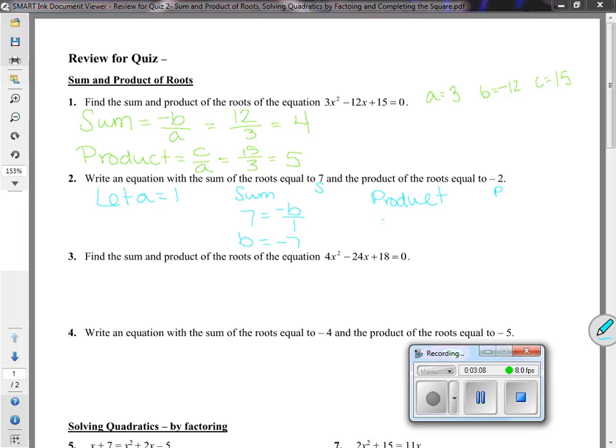My product is negative 2 equals c over my a, which is 1, again. So what would my c equal? Negative 2.